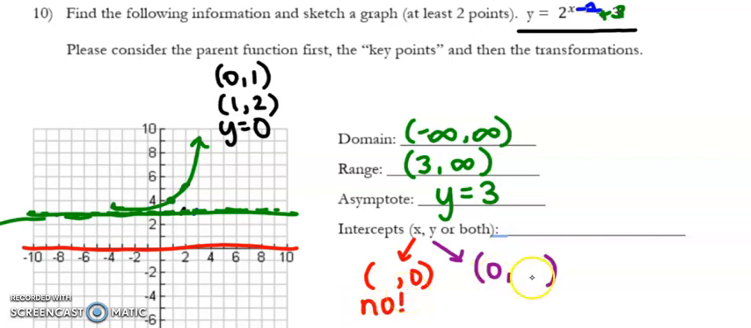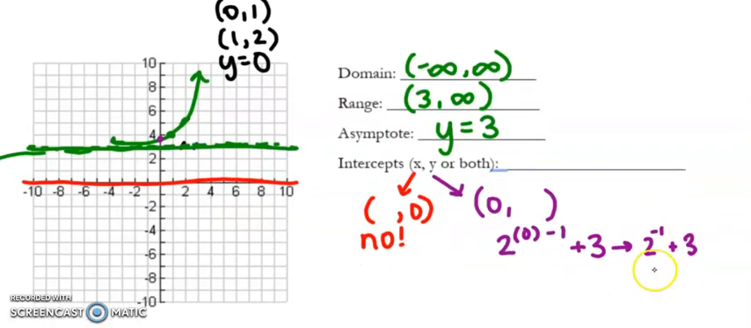Looking at your graph, 0 comma, if I go in 0, out comes a number I can't really quite tell. Good thing I have my equation that I can sub in 0 for my x value. So this will become 2 to the negative first plus 3. 2 to the negative first is the same thing as 1/2 plus 3, which means I get a y-intercept of 0 comma 3.5 or 7 halves, right? So you could write it as 3.5 if you would like to.